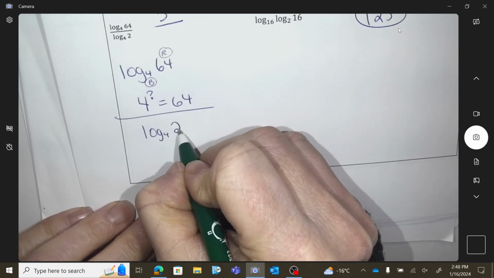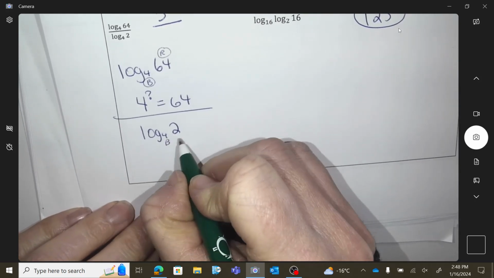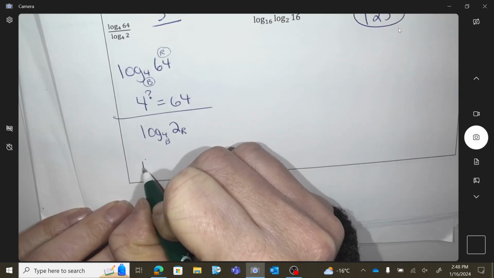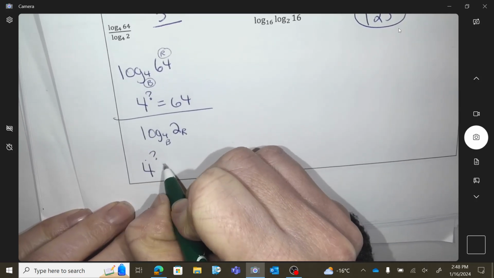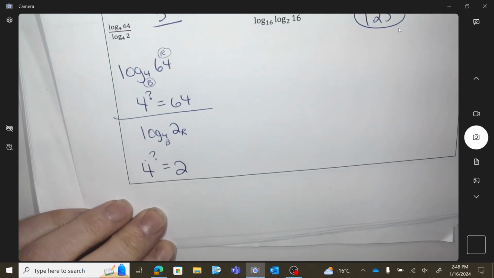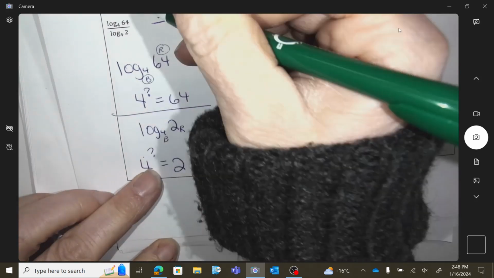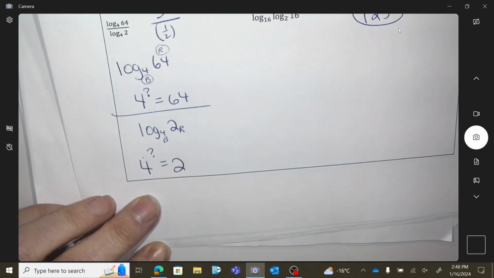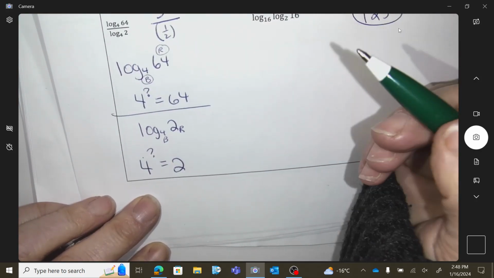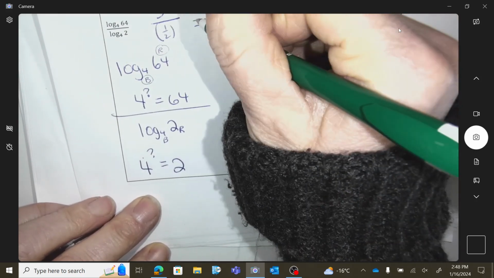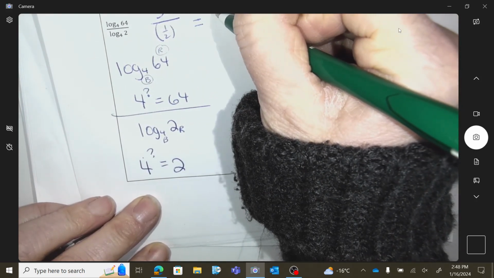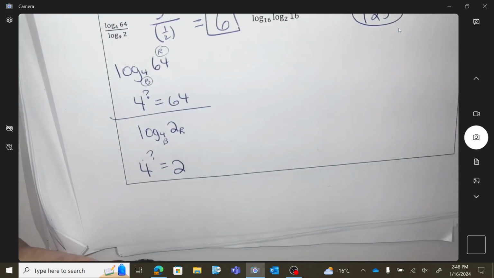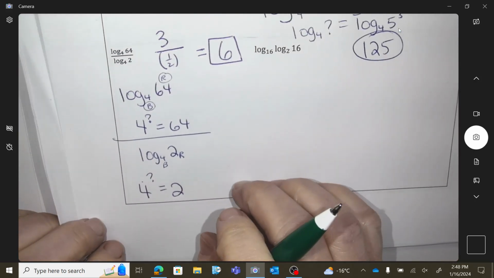Log base 4 of 2. So the base, the results, so the 4 to something would be 2. That's a 1/2. No calculator yet. What's 3 divided by 1/2? 6.